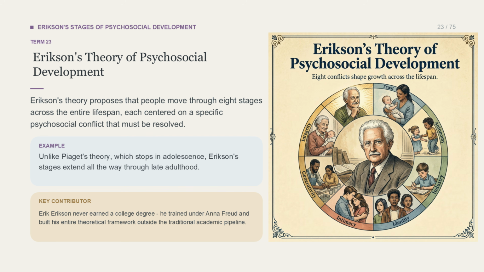23. Erikson's theory of psychosocial development. Erikson's theory proposes that people move through 8 stages across the lifespan, with each stage centered on a psychosocial conflict. The easiest distinction to remember is that Piaget focused mainly on how children's thinking changes, while Erikson followed social and emotional development all the way through late adulthood.